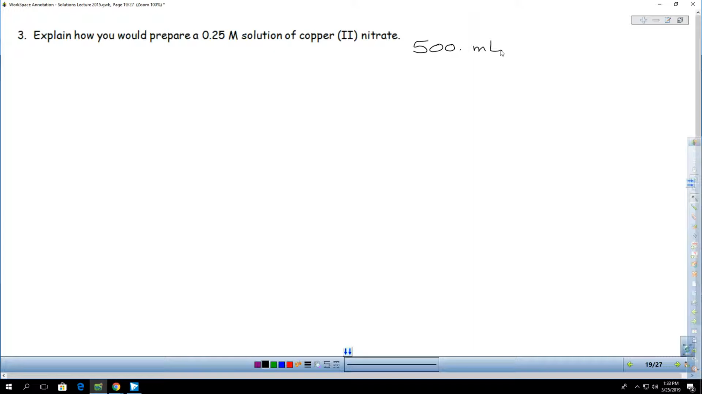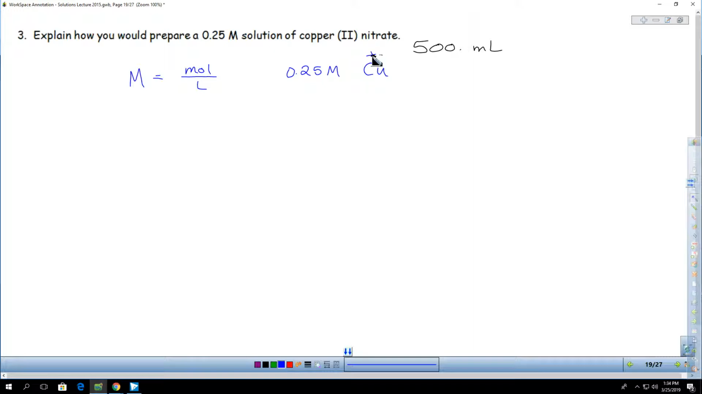So somehow I need to figure out how many grams of copper 2 nitrate I need to add in enough water to make 500 milliliters of solution. Okay, well, let's see what we got here. We know from the previous video that molarity is a measure of moles of solute per liter of solution. Well, I have the molarity. It's 0.25 molar copper nitrate.